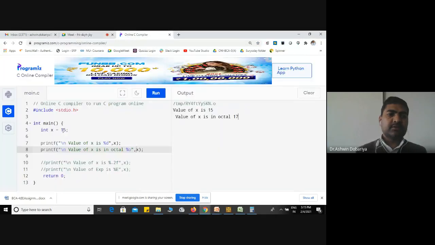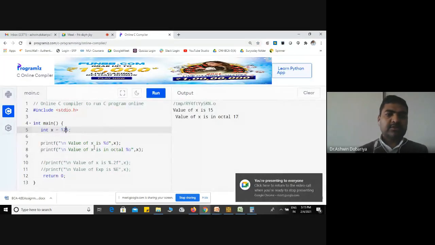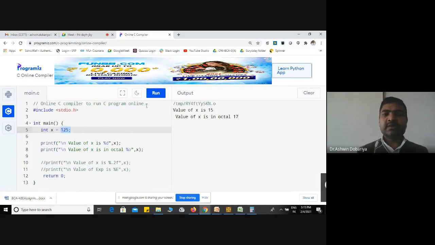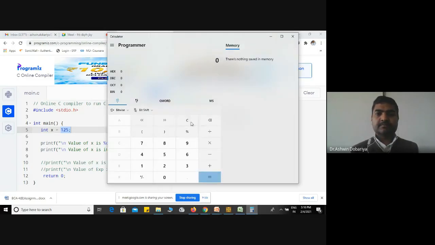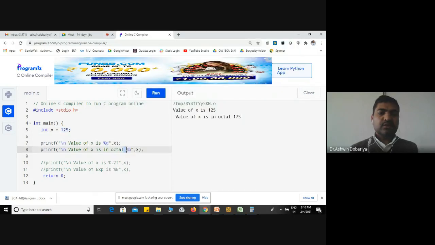Suppose you want to check what is the octal equivalent of 125, where 125 is a decimal. Let's see. See, 125 is the decimal, but the equivalent octal is 175. Let me verify over here. 125. See, 125 is the decimal and the equivalent octal is 175. So clear? Percentage O actually converts the number and represents it in octal format.